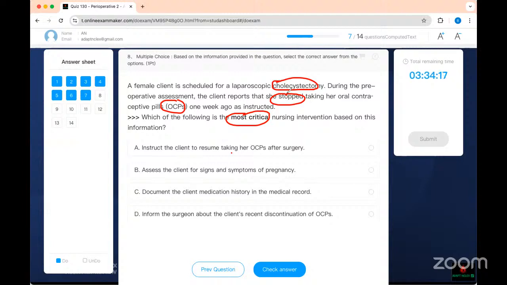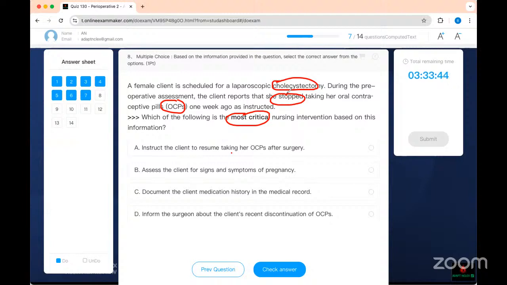Which one is dangerous? Instruct the client to resume taking oral contraception after surgery. Assess the client for signs and symptoms of pregnancy. You want to know if she's pregnant. She stopped it 1 week ago. Document the client's medication history in the medical record. Inform the surgeon about the client's recent discontinuation of oral contraception. What do you think? There's a trap answer there.